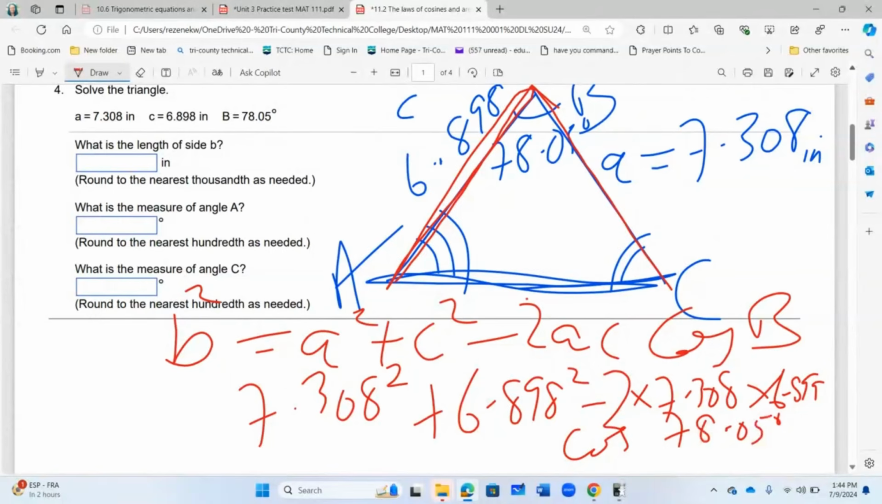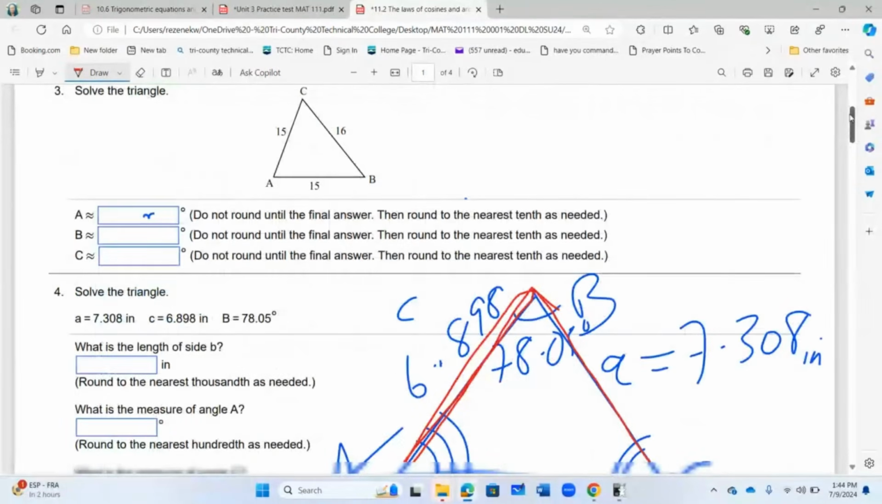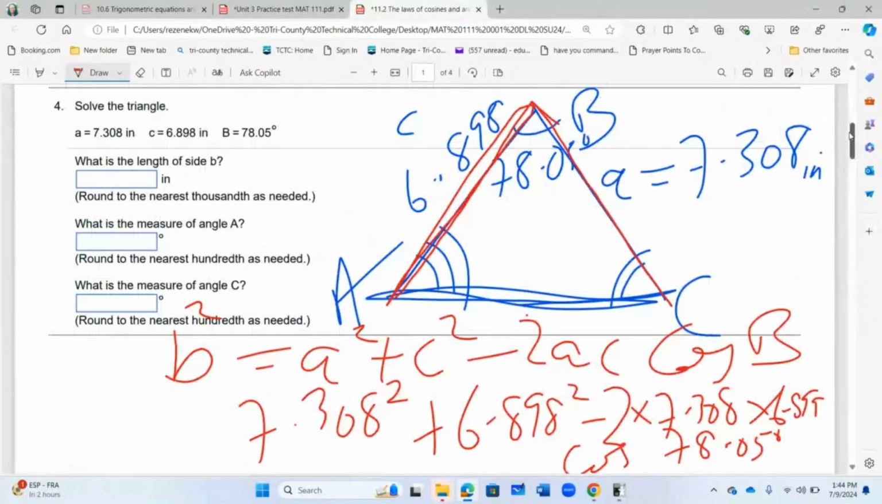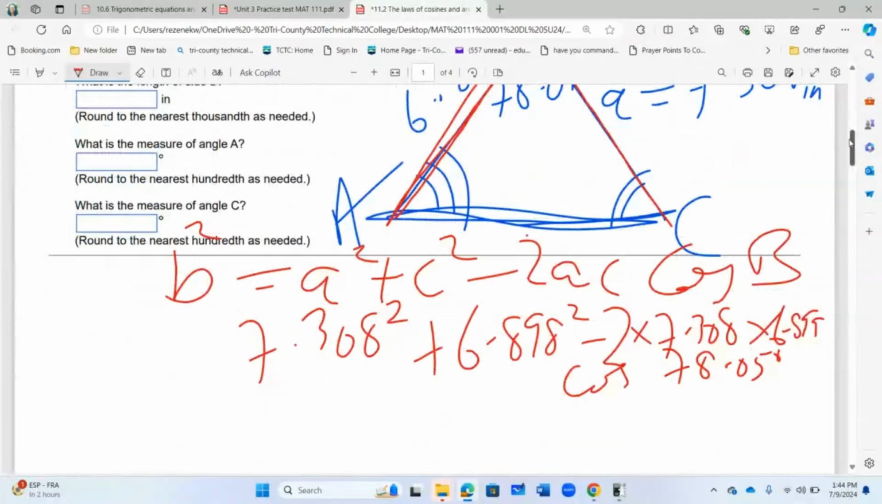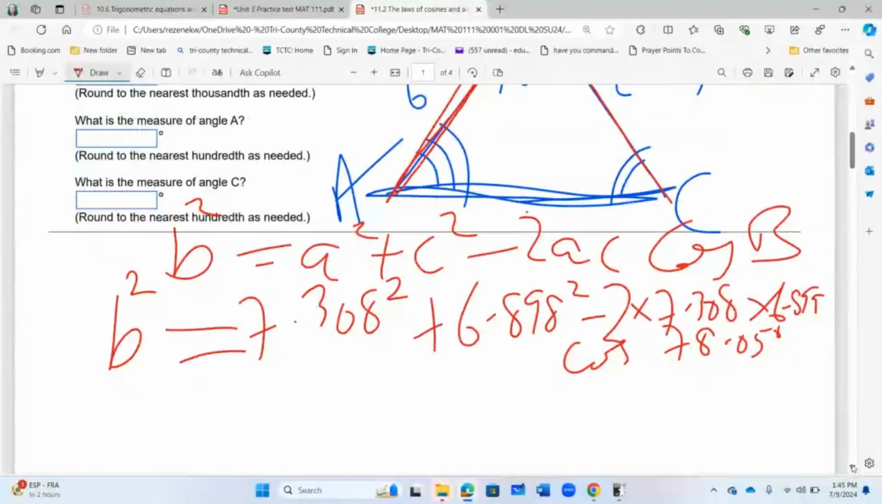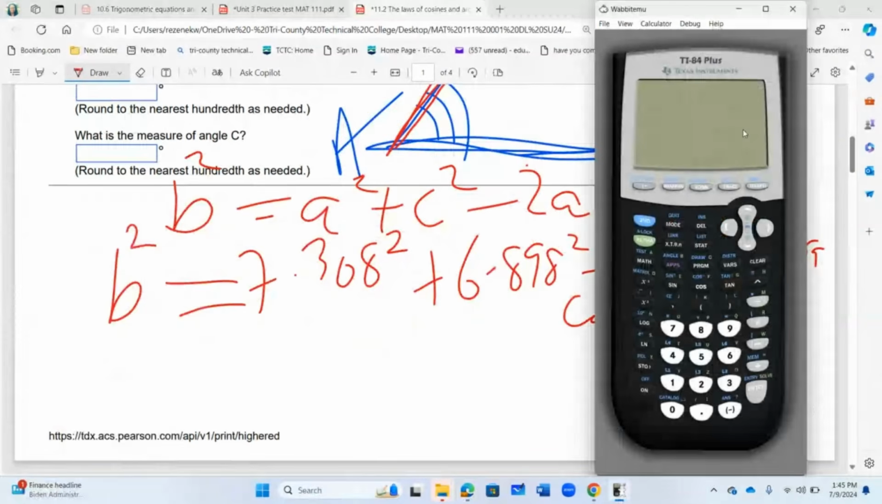Okay, so let me put all these things in my calculator. Make sure that I put all the angles the way they should be. All right. Okay, so we are doing number 4. So let's go ahead and simplify, put them all in our calculator. So b squared is equal to, I'm going to simplify the right-hand side and let her find the square roots.